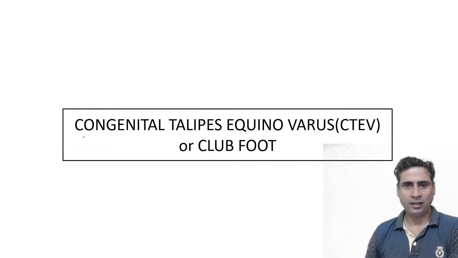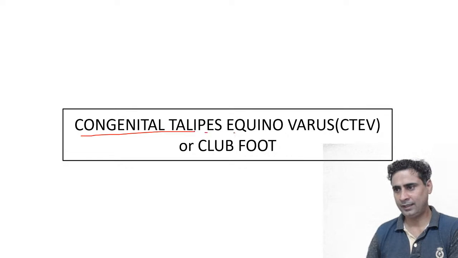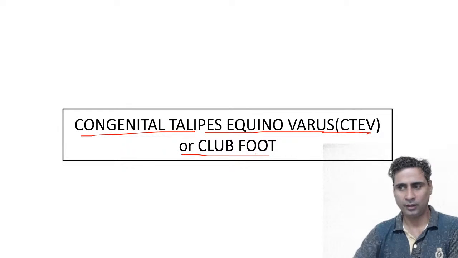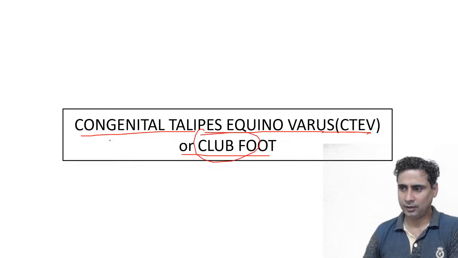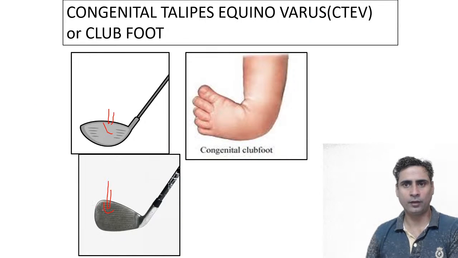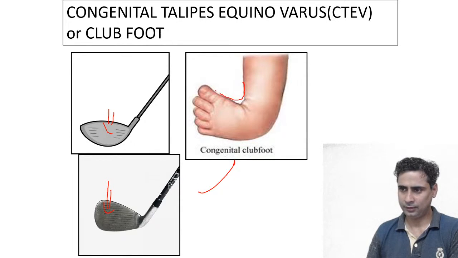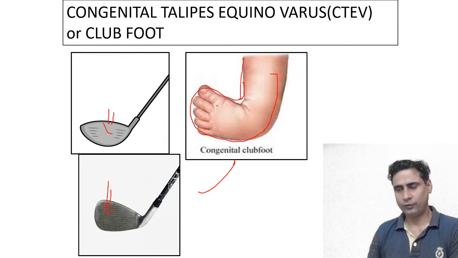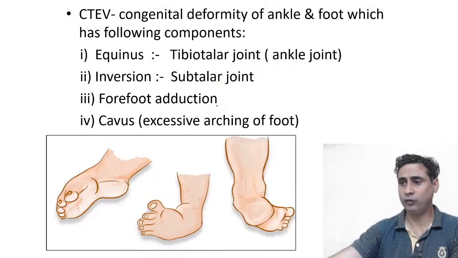Now the next and the final pediatric disorder which we are going to discuss is congenital talipes equinovarus, CTEV, or club foot. Why is it called club foot? Because the foot looks like the head of a golf club. That is why it is known as club foot. Now what are the deformities in club foot?